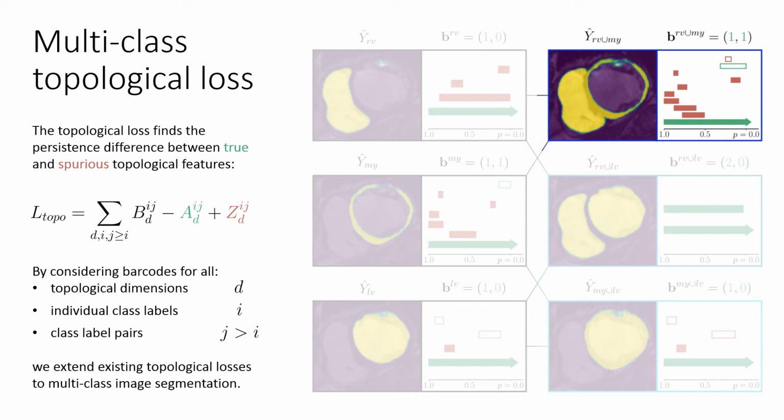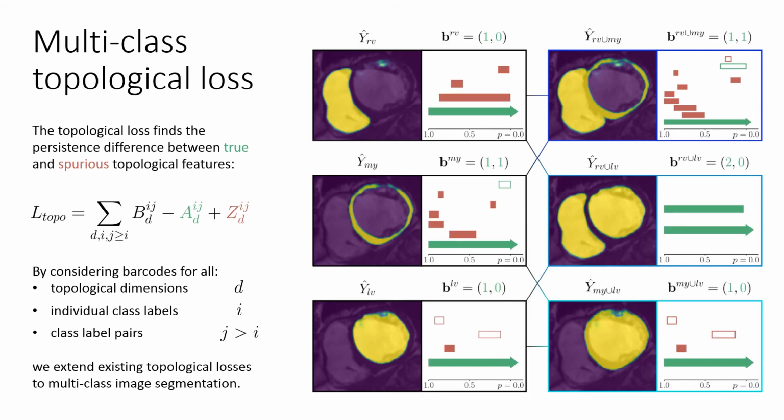As shown in green, these features are clearly present in the barcode. However, as shown in red, we also observe a number of spurious topological features. In its formulation, the topological loss seeks to maximize the lifetime of the features that match our prior and minimize the lifetime of those which do not.